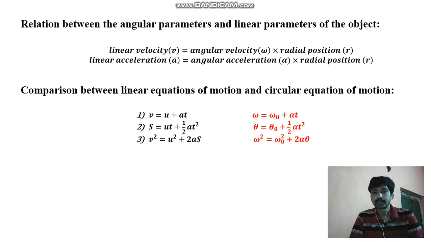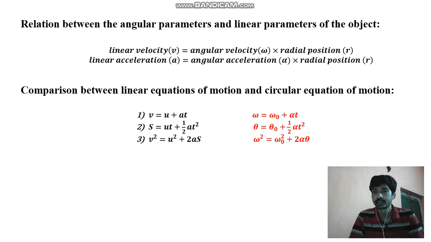Likewise, here also we can say that omega equal to omega naught plus alpha t, that means final angular velocity is equal to initial angular velocity plus angular acceleration into time. Second, in our linear case, s equal to ut plus half at square. Likewise, here also theta equal to theta naught plus half into alpha t square. That means final angular position equals initial angular position plus half into angular acceleration multiplied by time squared. The third equation in our linear case was v square equal to u square plus twice as. Here also we can say that omega square equal to omega naught square plus twice alpha theta. That means final angular velocity squared equals initial angular velocity squared plus twice the angular acceleration multiplied by the displacement of the particle.